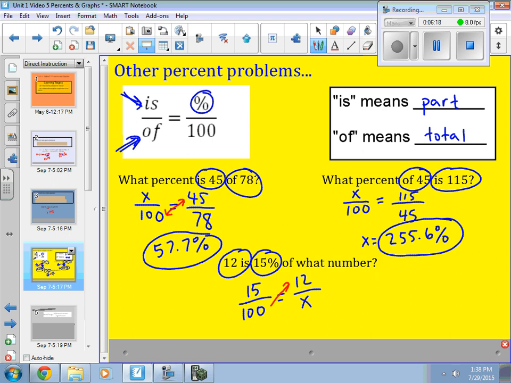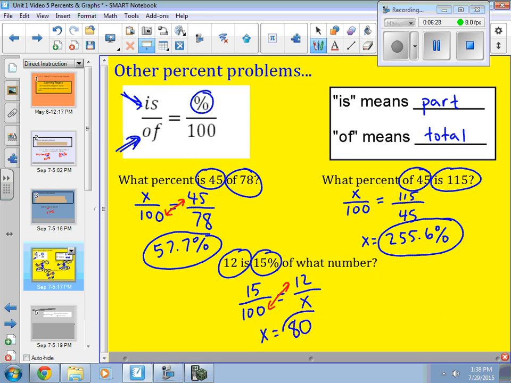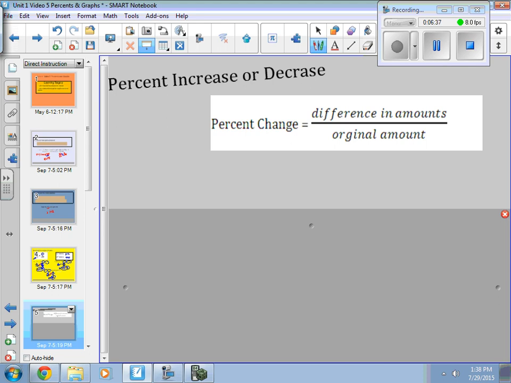So we want to multiply these two numbers together and then divide by 15. And if you go through and do that, you should get that this one ends up being 80. 80 is the total that 12 would be out of.